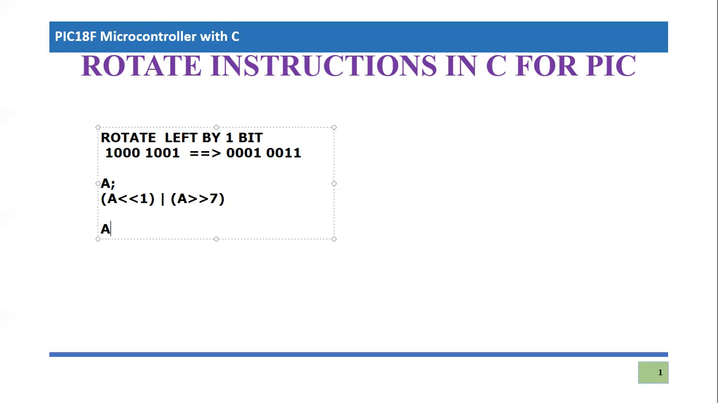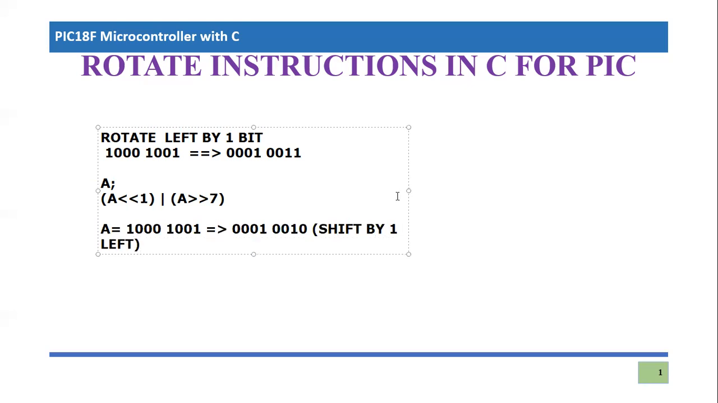So if A is equal to 100011001, and I shift it towards the left side by 1 unit, that means this 1 will go out from the left side, and a 0 will be padded. So it will become 000010010. This is going to be the output of this 1 unit left shift. We are just shifting here. Let me write it for you: shift by 1 left.